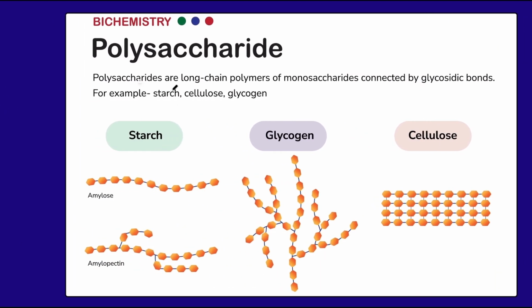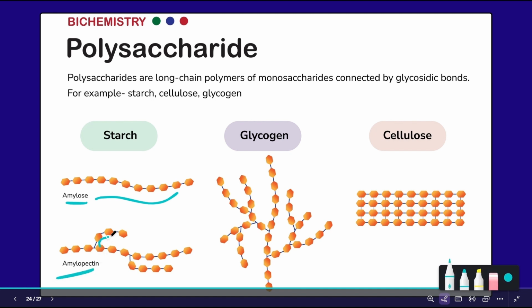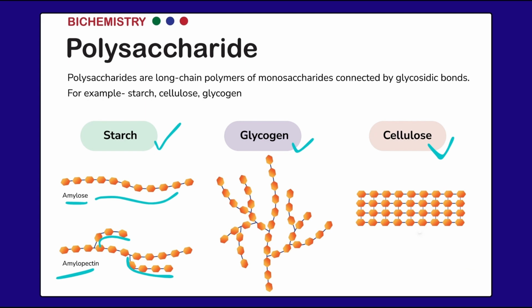If we see the structure, starch contains amylose, which is a chain-like structure. Amylopectin contains branches, here you can see the branches. This is present in starch. Glycogen is again a branched structure. Cellulose is again a structurally complex branched structure.